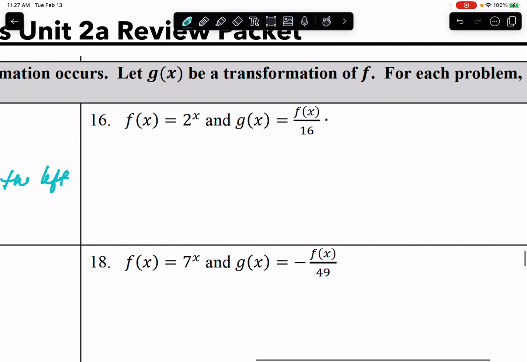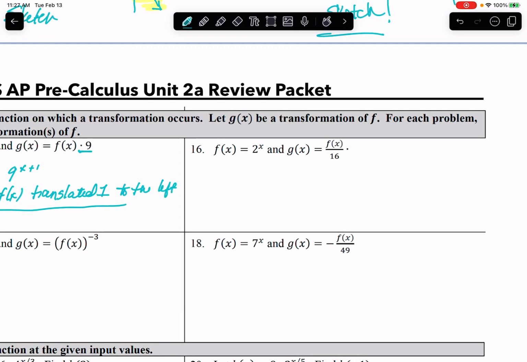All right, let's look at what's happening here. We have 2 to the x over 16. So we have 2 to the x times 2 to the negative 4. So that is 2 to the x minus 4. So that would be g of x is f of x translated 4 to the right this time.